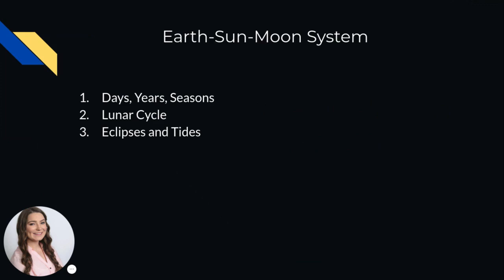Today we are continuing our three-part series on the Earth, Sun, Moon system. In our first video, we discussed days, years, and seasons. The second focused on the lunar cycle, and today we'll focus on eclipses and tides.